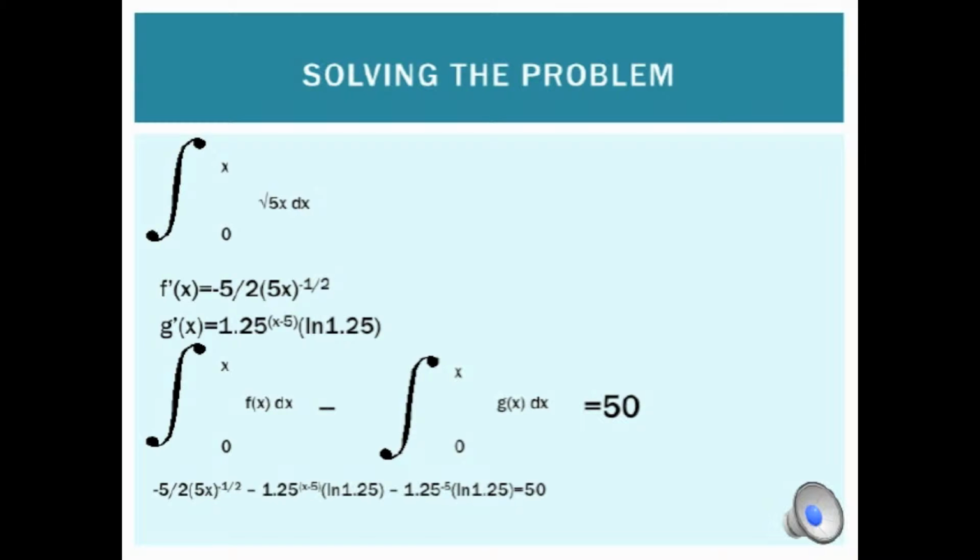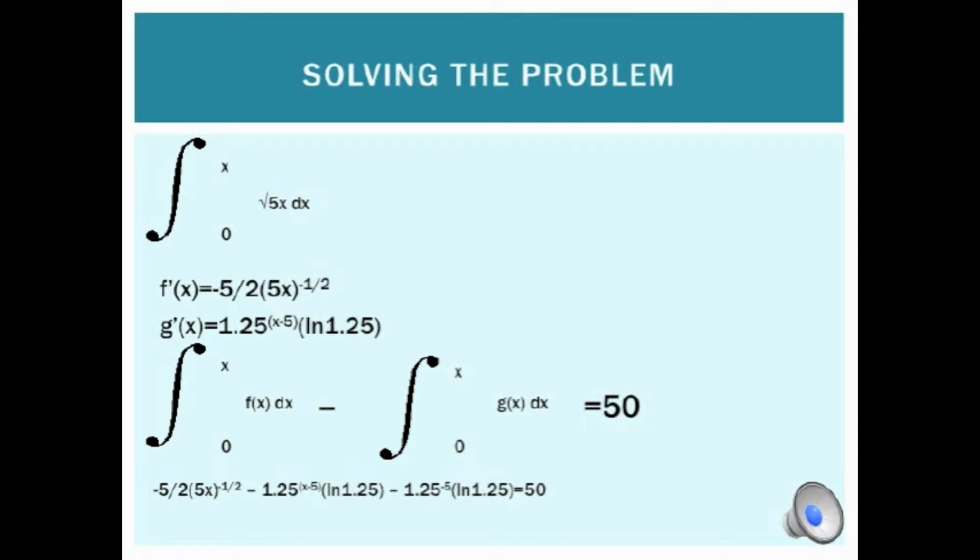F prime of x is equal to negative 5 halves times 5x to the negative 1/2 power. G prime of x is equal to 1.25 to the (x minus 5) power times the natural log of 1.25. We end up with the integral from 0 to x of f of x dx minus the integral from 0 to x of g of x dx, which is equal to 50.